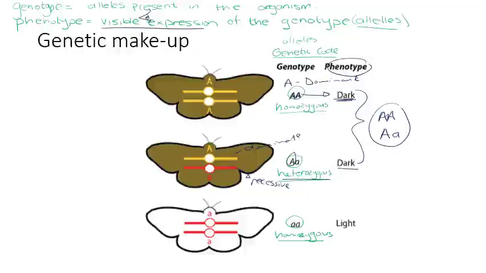Over here, I see a light-colored moth. And if, in this case, the A is the dominant and it masks the recessive, I will only see a light moth if it's homozygous recessive. We can automatically assume that its genotype is aa, and it is not a combination of those, because we would only see a dark moth with the dominant gene masking the recessive gene. The only way that we'll see the light moth is if it is a homozygous recessive genotype.